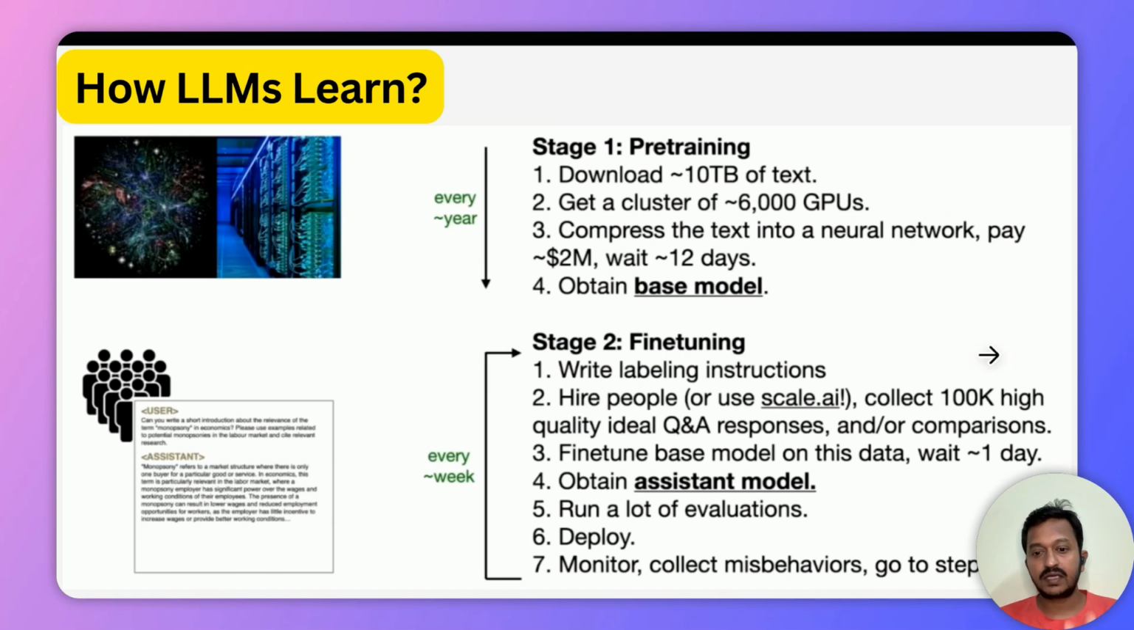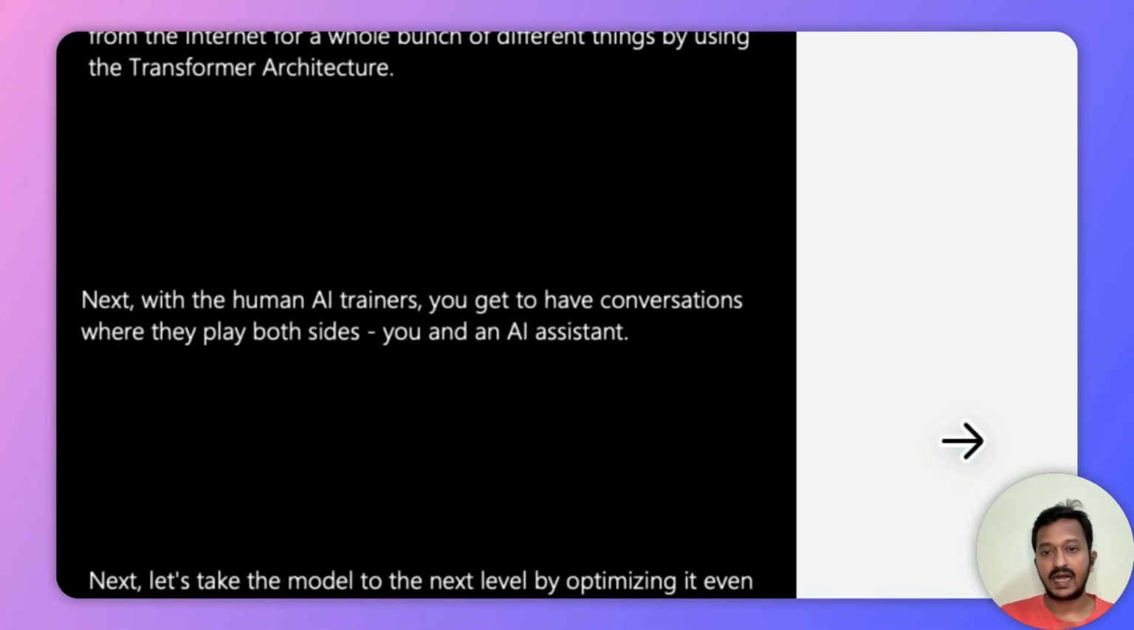And then you run a lot of evaluations, you deploy it, and you monitor and collect misbehavior, and then go back to step one. You fine tune it so much that there comes a time it starts understanding what exactly you want, and then it tries to produce the responses that you want. So that's how even the ChatGPT training process is done.